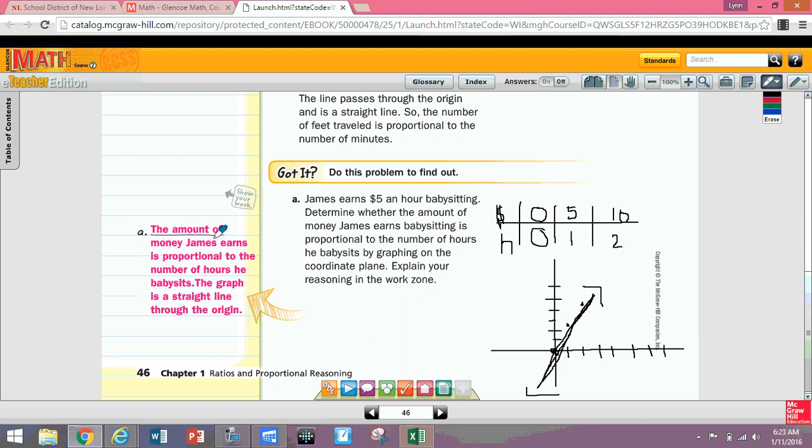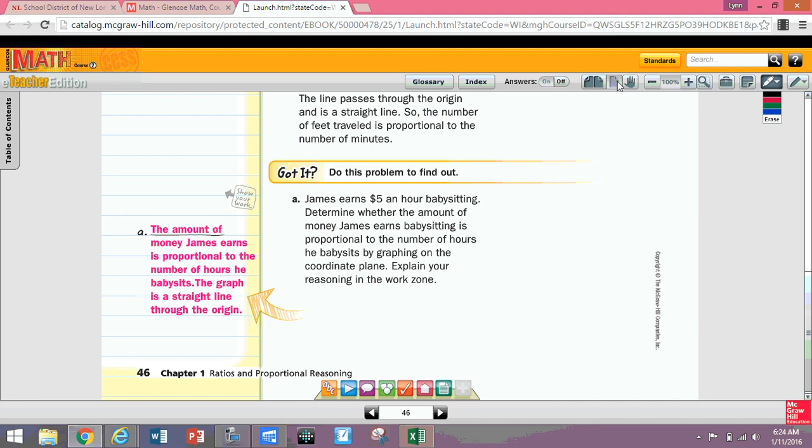The amount, and again, you relate it back to the context of the problem, and that's what I'm going to expect. The amount of money James earns is proportional to the number of hours he babysits. The graph has a straight line and passes through the origin. That's what I want to see for an answer. You need to say that it is or is not proportional, relating it to the context of the problem, and then why it is or is not proportional. Okay? In this case, it is because it's a straight line that passes through the origin.